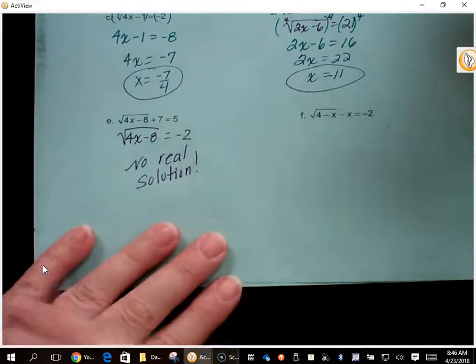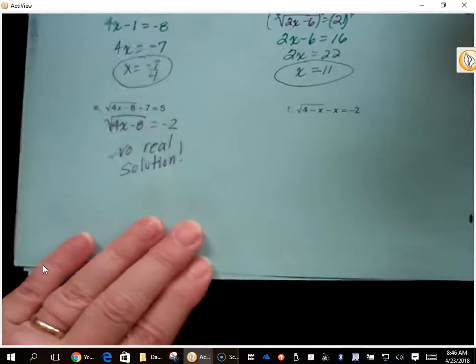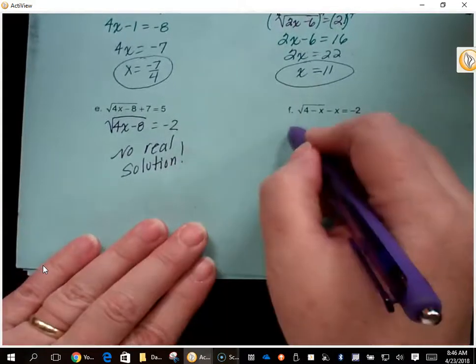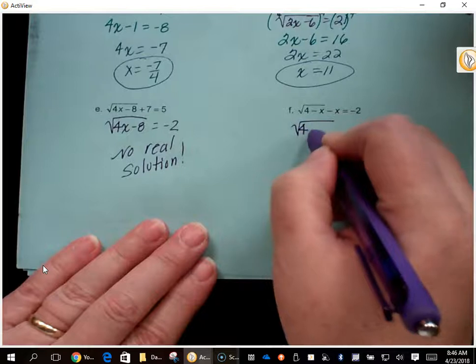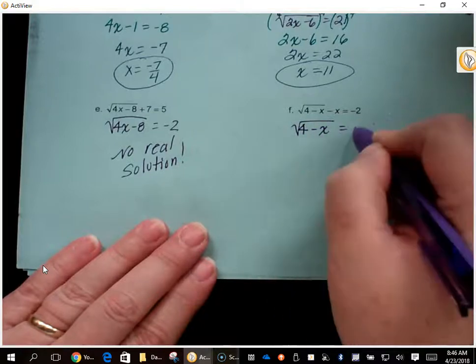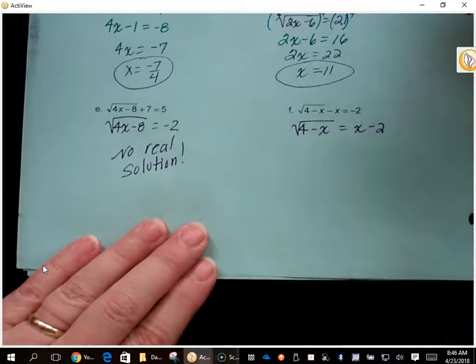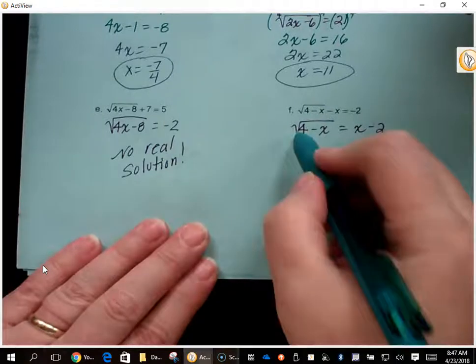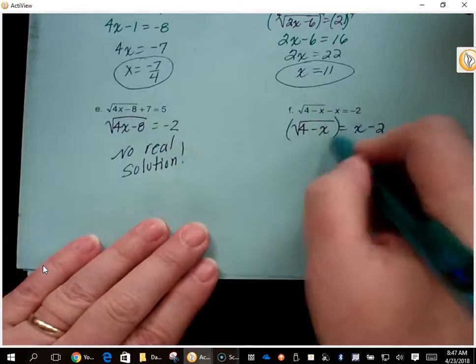Now, taking a look at part F, we've got to get it so the radical's by itself. So we have the square root of 4 minus x equals x minus 2. Now things are going to get a little bit more difficult, a little advanced. We've got the square root, so we're going to square both sides.